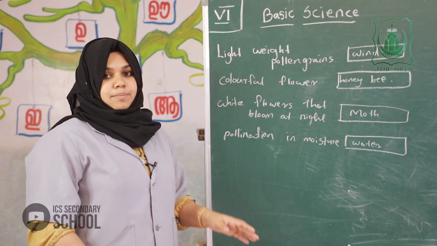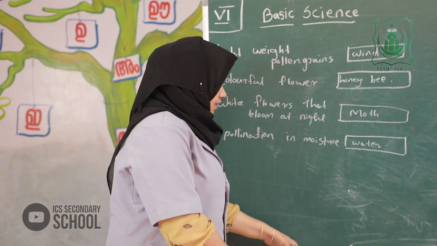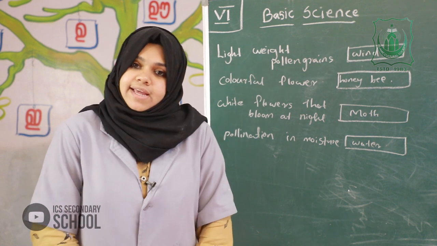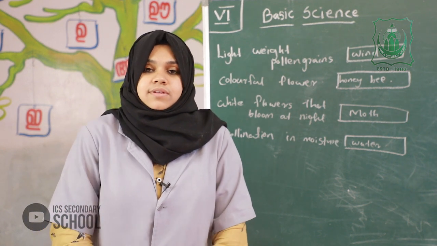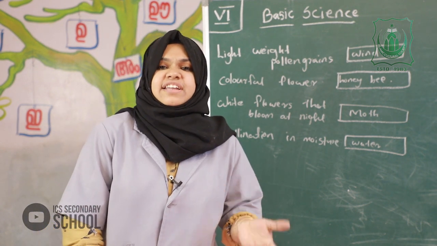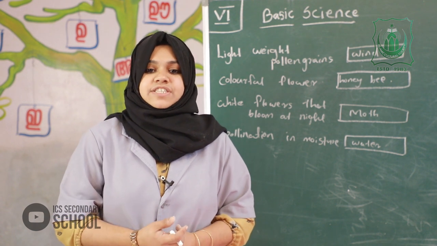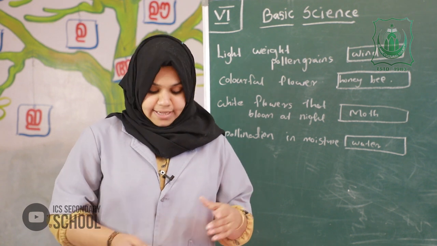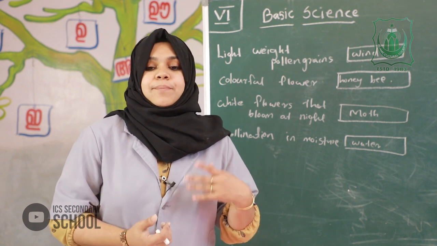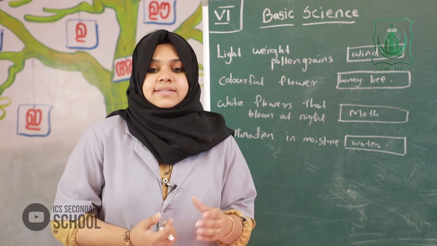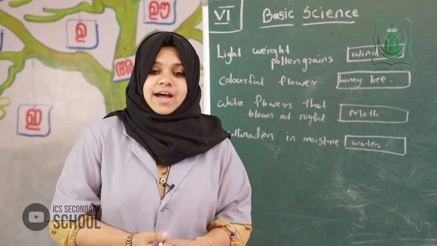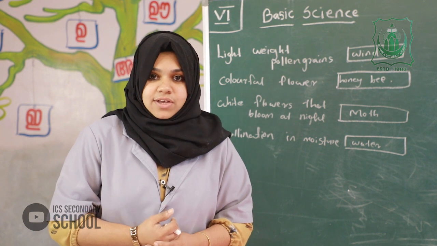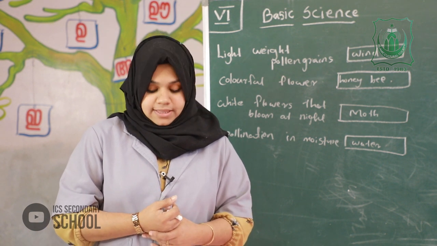All of you complete this table. Next, artificial pollination. All this so far is natural pollination. Next, we are going to study artificial pollination. What is artificial pollination? Pollen grains from superior quality plants are collected and dusted on the stigma of other plants to produce high quality seeds. So artificial pollination occurs for this process.